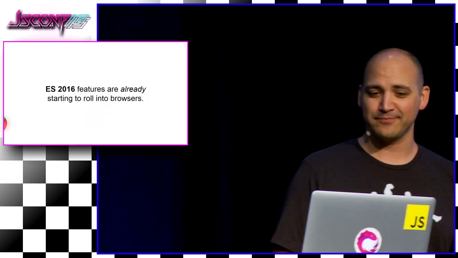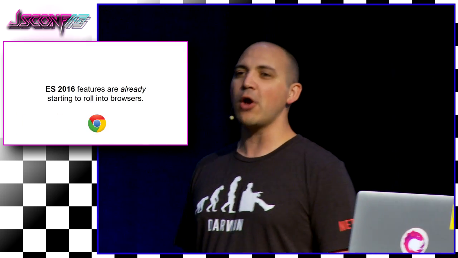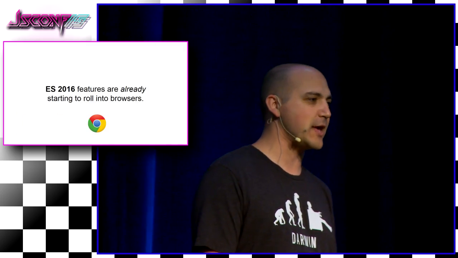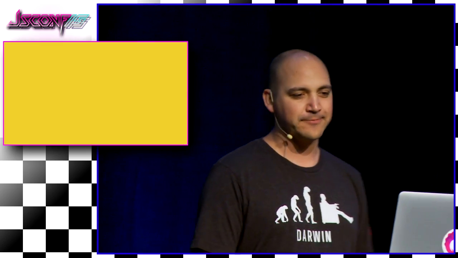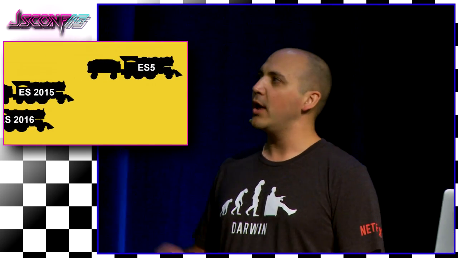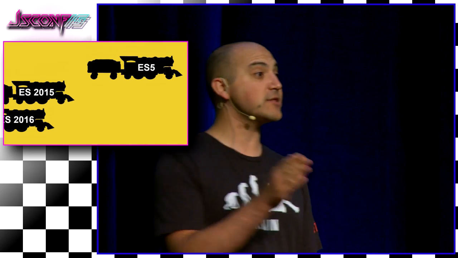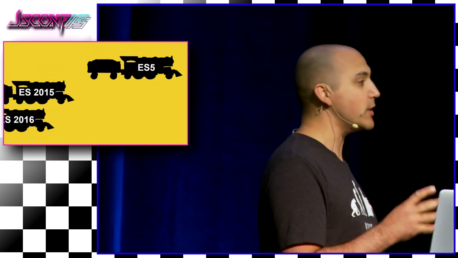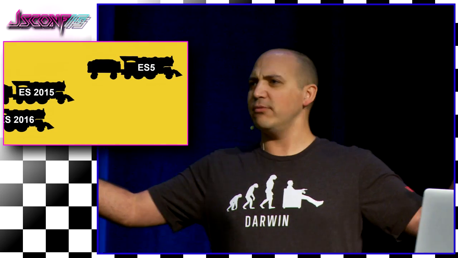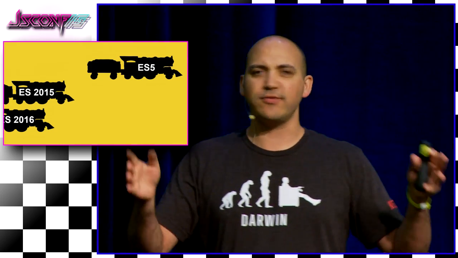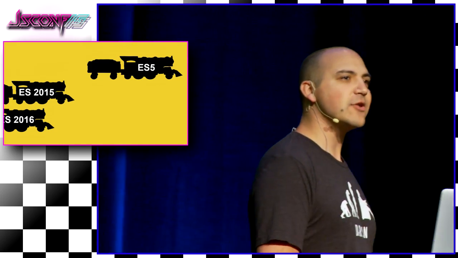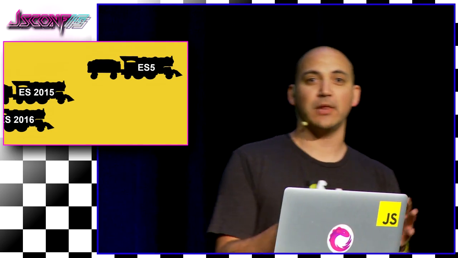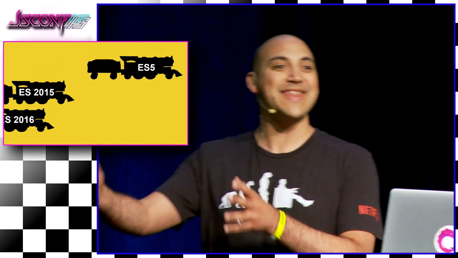So the language formerly known as ES6 is now known as ES 2015, and the upcoming language version is known as ES 2016. ES 2016 features are already starting to roll into the browsers. For example, there's Object Observe in Chrome right now. And it's important to know that ES 2015 and ES 2016 were developed concurrently. So although there were many years between ES5 and ES 2015, what the committee is doing now is developing new features in the latest version of the language at the same time as they're developing features in the next version of the language.